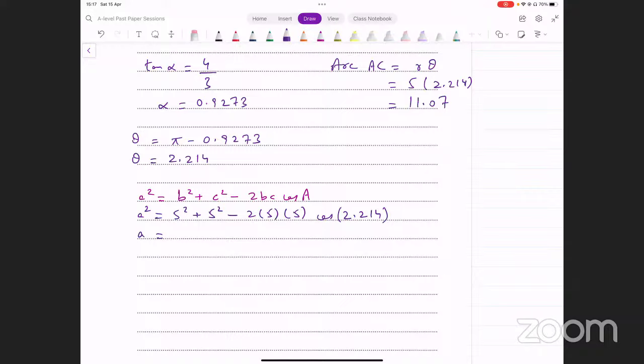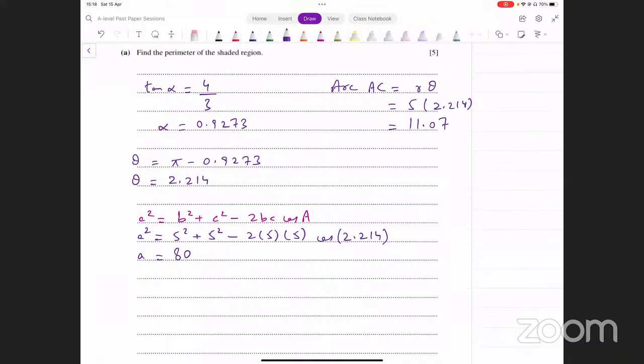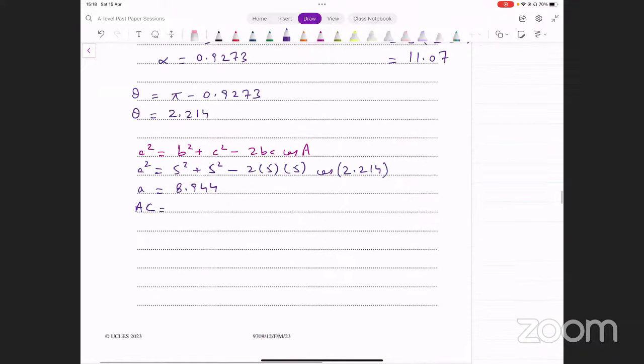So 50 minus 2 into 5 into 5, that's also 50. 50 minus 50 multiplied by cos of 2.214. And that gives me 80 units. No, so we also have to take square root of that, square root of this number. So this turns out to be 8.944. This is the length AC. ये आपकी AC की length आ गई. ठीक है, so this represents the length of AC.